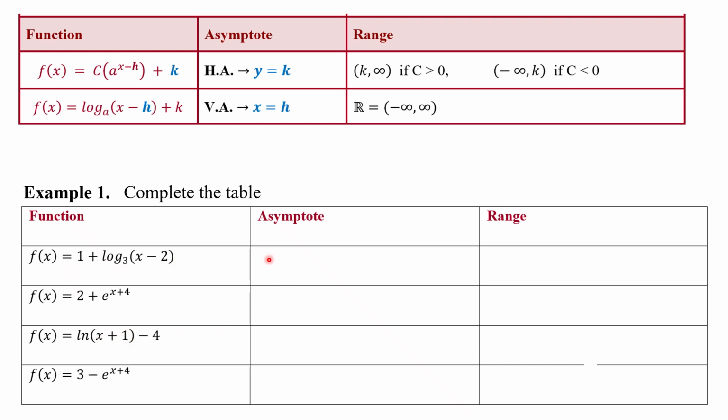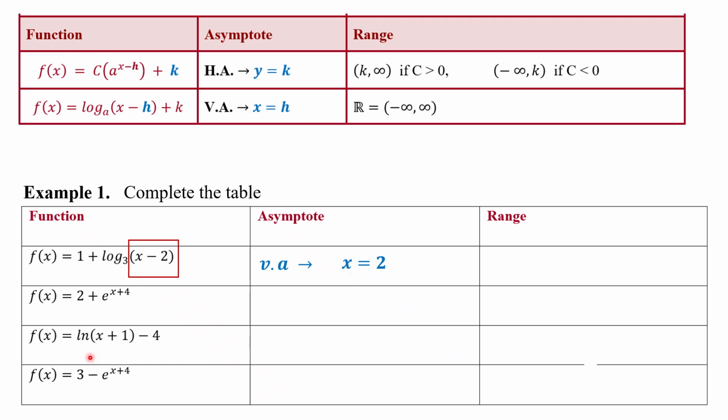As we know, the asymptotes of logarithmic functions are vertical asymptotes. And the equation for the vertical asymptote is x equal to, so you will base it on this by equating x minus 2 to 0, so x is equal to 2.